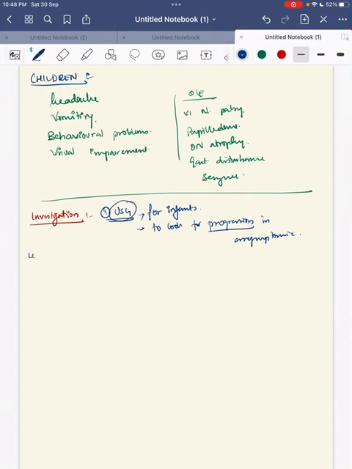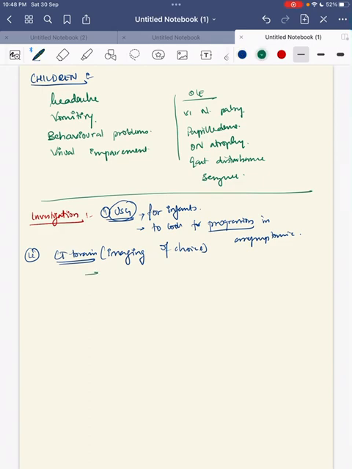First is USG, second is CT brain. This is the imaging of choice. So the imaging of choice in a child with hydrocephalus is CT brain. Before you perform any definitive procedure or surgery, you have to do a CT brain.